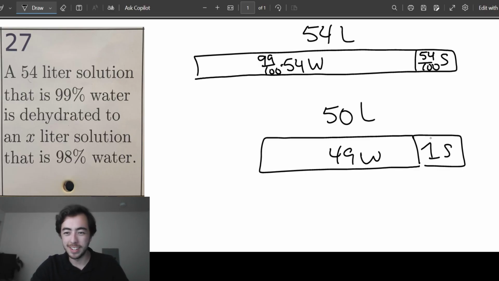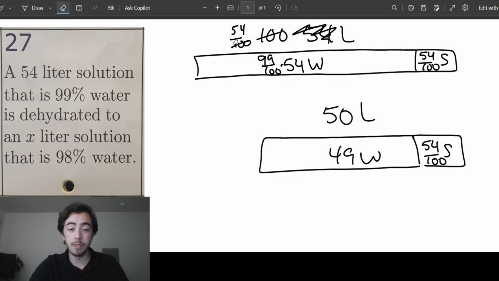Let's see if I can do this. So this one should still be 54 over 100. And so essentially it looks like I'm just multiplying every single number I see by 54 over 100, right? Because this was a 100 earlier, and if we multiply it by 54 over 100, these cancel out. I'm just left with 54.